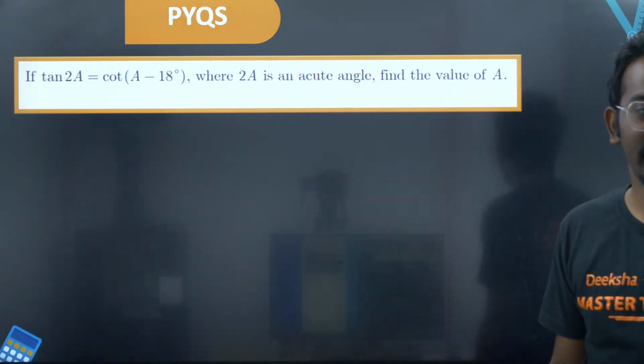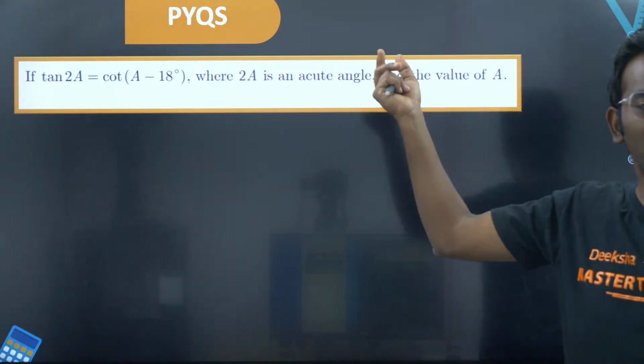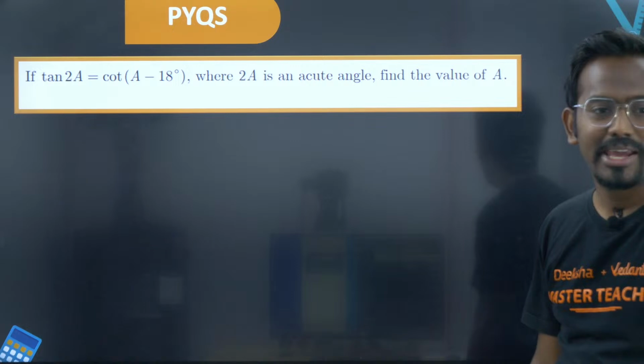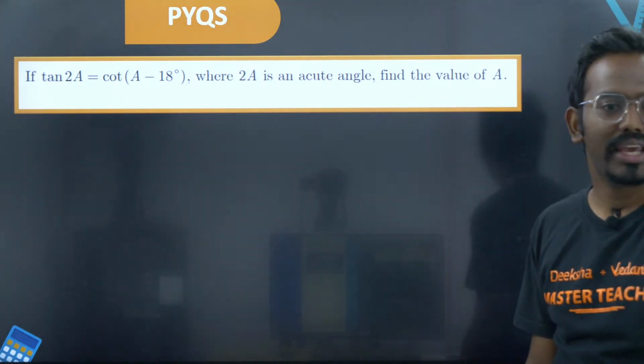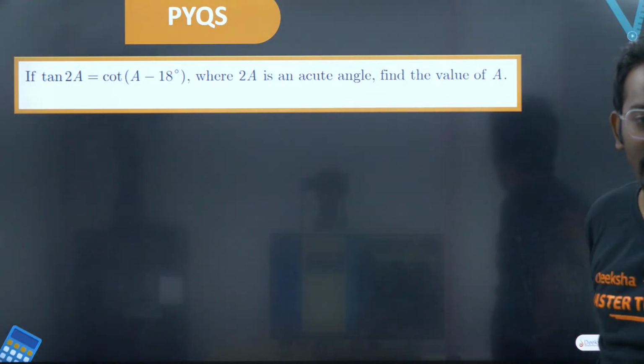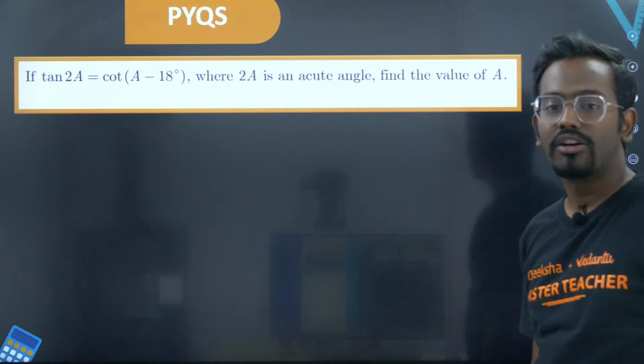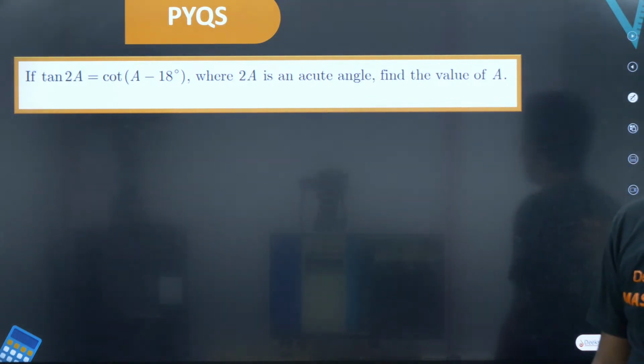Probably the last question for the day. I want you to solve it before me. So tan 2a is equal to cot of a minus 18, where 2a is an acute angle. Find the value of a. This can be asked as a 3-mark question. Okay, let's see. Tan 2a is cot of a minus 18 degrees.